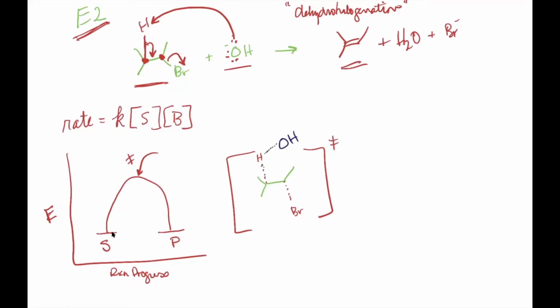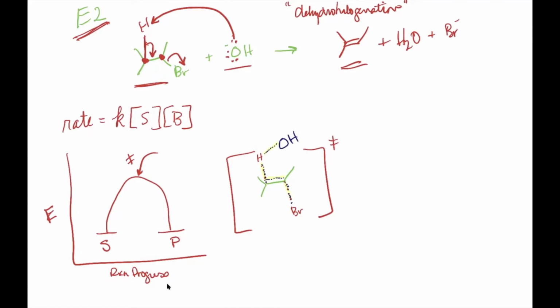And then this bond is going to start to break. And then the double bond here is going to start to form. And then the bromine is going to start to leave. So that all happens in a single step. I will highlight where all the partial bonds are. Here's a partial bond, here's a partial bond, here's a partial bond, and here's a partial bond. And that's in the transition state.